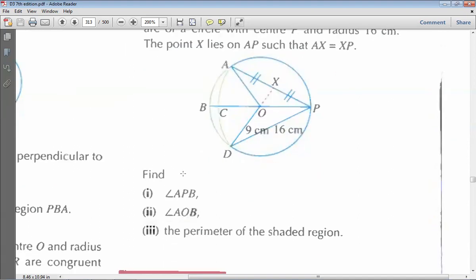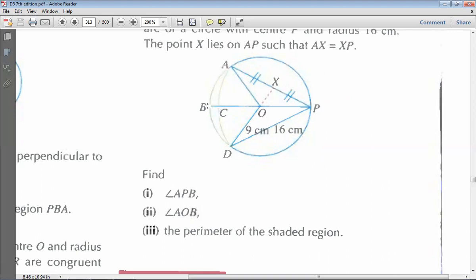Okay. So the first question they are asking is to find the angle APB. They want you to find A, P, and B. If you join P, A, and B with each other, it will be a right angle triangle. And I think you have not yet studied that chapter, circle properties, chapter number 13, D3.